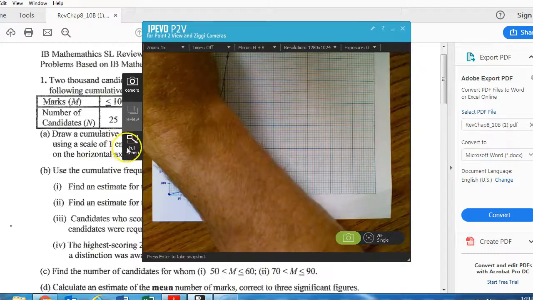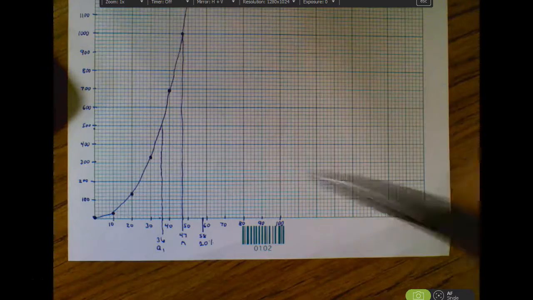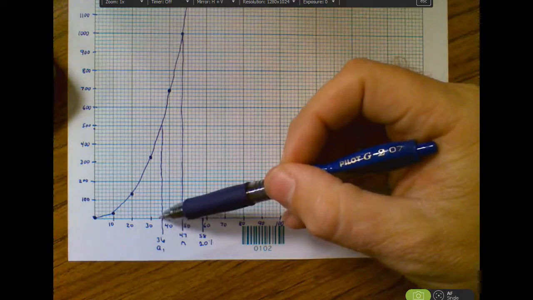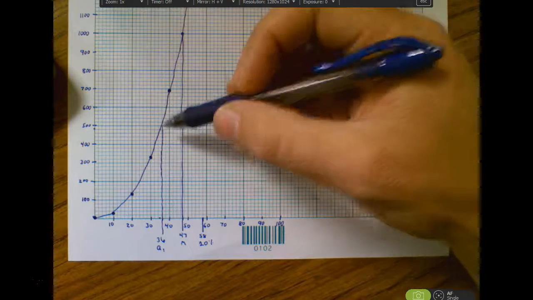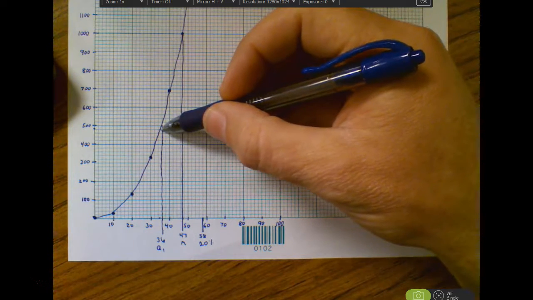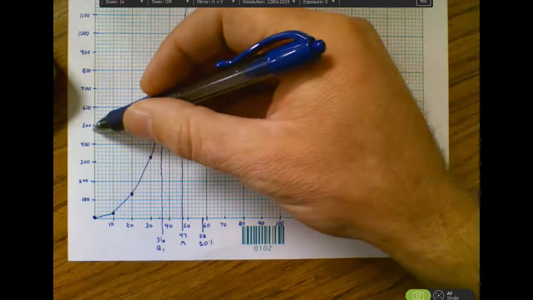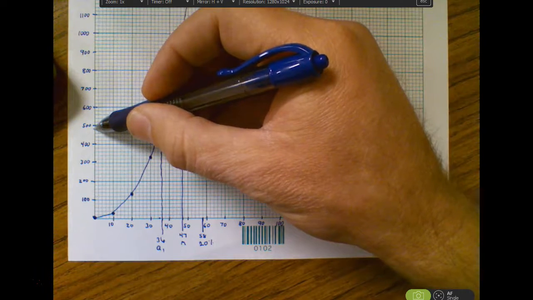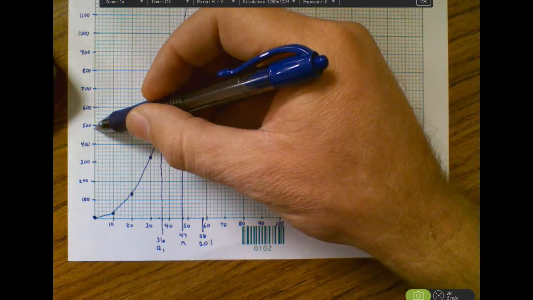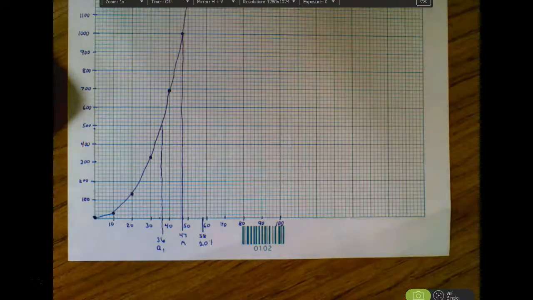So let's see how many candidates that would apply to. If we said less than 35, so right here is about 35. And so if I trace that up and over, I'm going to hit my graph right about here. So to the left, I'm seeing that as 480 candidates on mine. And again, yours might not be exactly that, but should be pretty close. And so the bottom 480 would have to retake it.